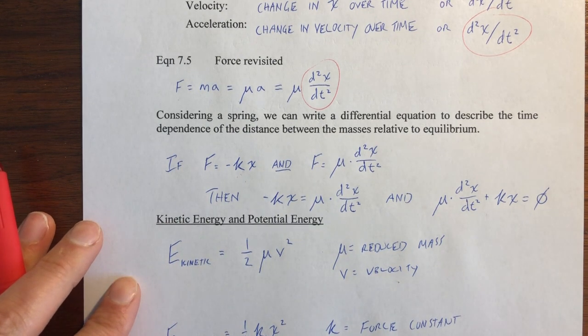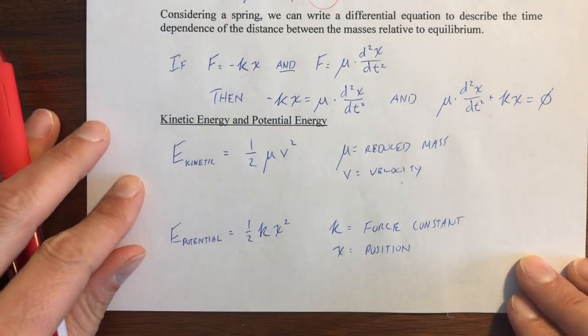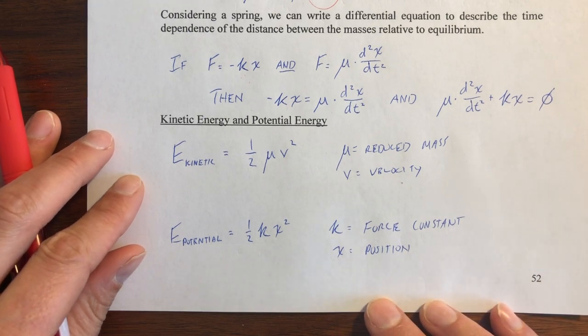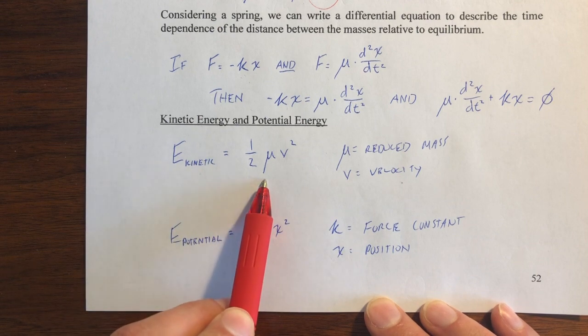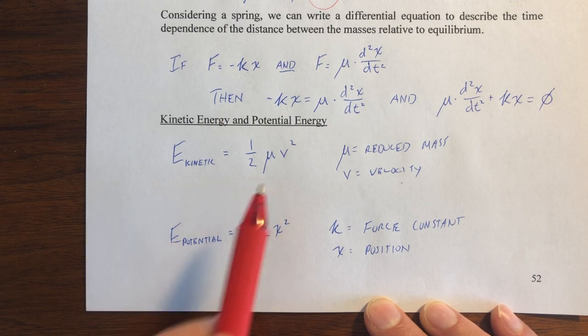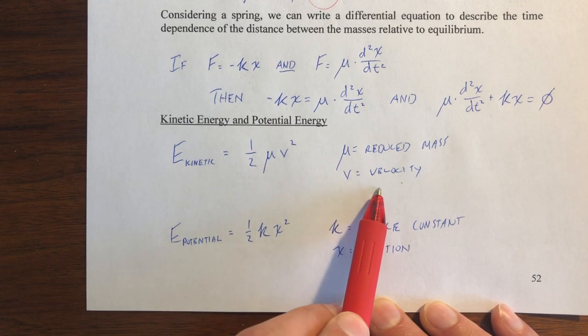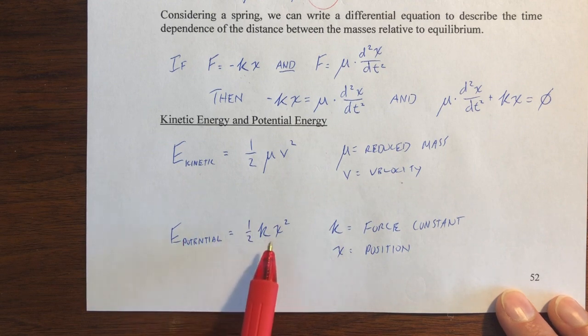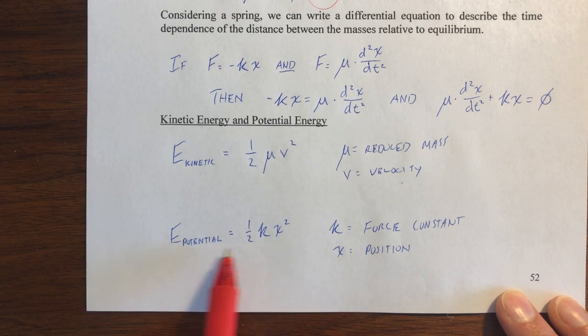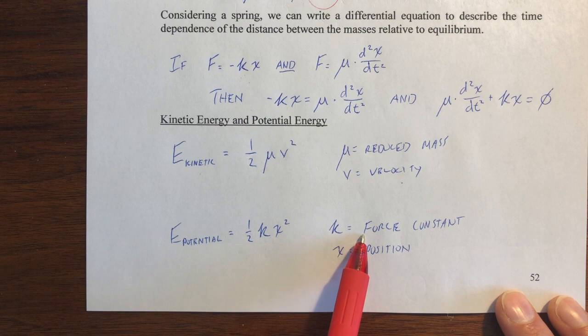Now let's take a look at kinetic and potential energy and define these now for our new systems. So our kinetic energy, given a reduced mass, is now going to be equal to 1/2 mu v squared, where mu is our reduced mass and v is our velocity. Potential energy, given the fact that we are now describing forces and position, is going to be equal to 1/2 kx squared, where k is our force constant and x is position.